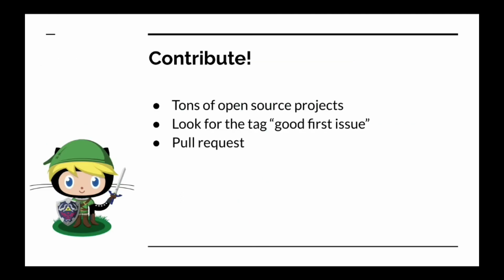And then contribute. Go find an open source project. You can look for the tag good first issue. Some of these are minor documentation issues or a very small bug fix or a new feature that you might be able to implement. And then after you've made your changes, you can fork the repository. You pull it down to your own computer. You make your changes, and then you do this thing called a pull request, which is asking the owner of the code to accept your new code.